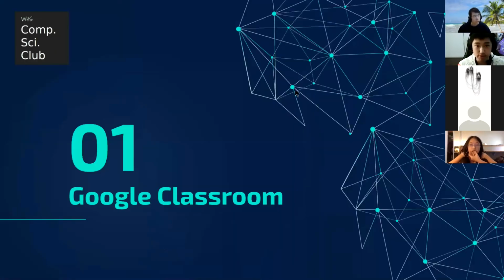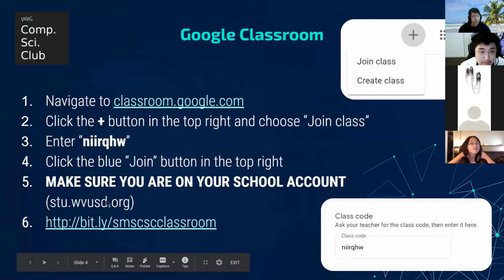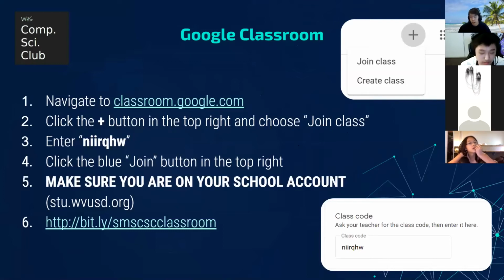If you haven't already, go to classroom.google.com and then join a class and enter our code, which is NIIRQHW. And make sure you're on your school account. That's very important. So it should be your lunch number at stu.wvusd.org. Or paste the link in the chat. If you click on that link, you should be taken immediately to our classroom page, assuming you're on your school account. Or you can just enter the link the regular way. So I'll give some time for you to do that.